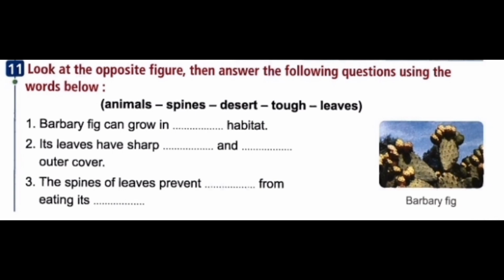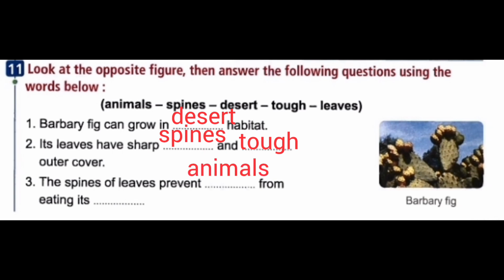desert habitat. Number 2. Its leaves have sharp blank and blank outer cover. Its leaves have sharp spines and tough outer cover. Number 3. The spines of leaves prevent blank from eating its blank. The spines of leaves prevent animals from eating its leaves.